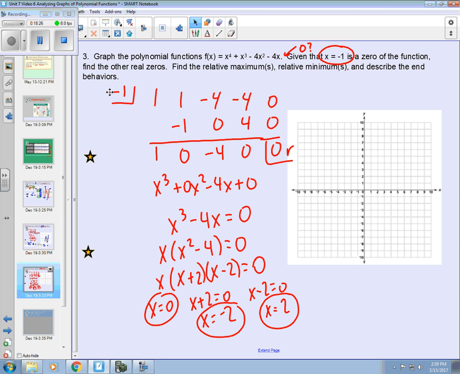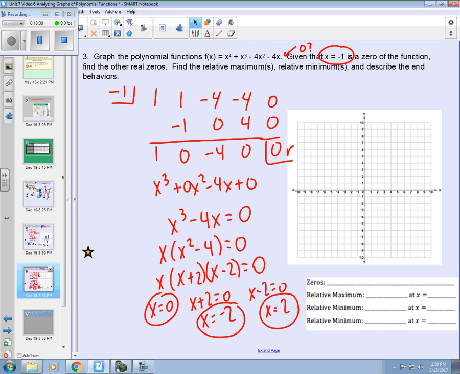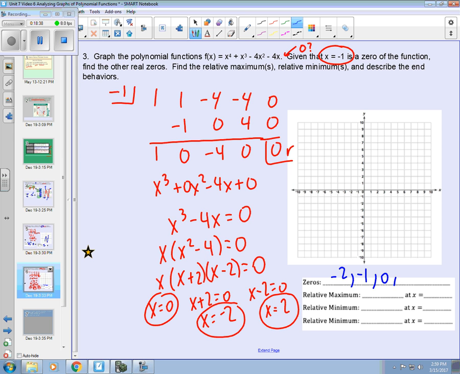So those would be all of our zeros. So we want to fill those in here. So we got -2, -1, 0, and 2. Put all those on the graph.